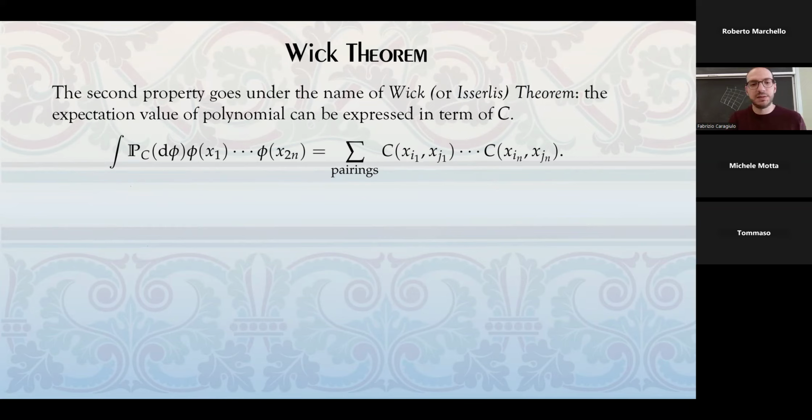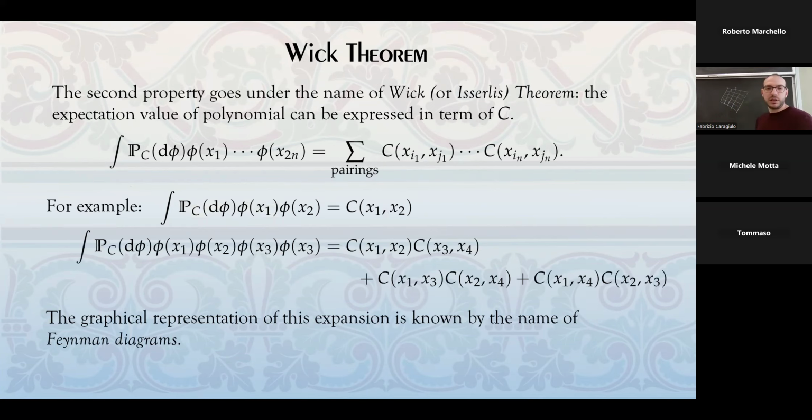The second important property is that whenever we have the integral of a polynomial in the phi, it's explicitly computable. So for instance, if we have the integral of phi x1 up to phi x4, this integral can be explicitly represented as a sum of pairings of variables, the covariances between x_i1 and x_j1, x_i2 and x_j2.